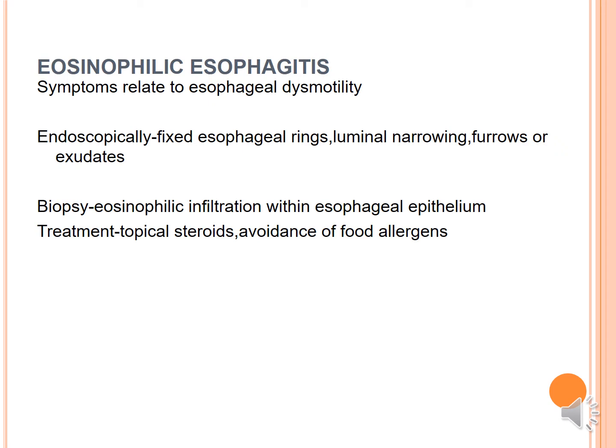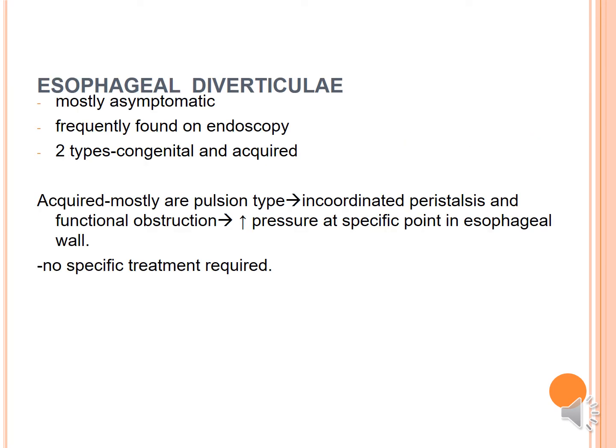Eosinophilic esophagitis symptoms are the same as the esophageal dysmotility. Endoscopically, fixed esophageal rings, luminal narrowing, furrows or exudates. Biopsy confirms eosinophilic infiltration within the esophageal epithelium. Treatments are mainly steroids, topical steroids. Avoidance of food allergens. Then we have another condition called the esophageal diverticulae, mostly asymptomatic, frequently found on endoscopy.